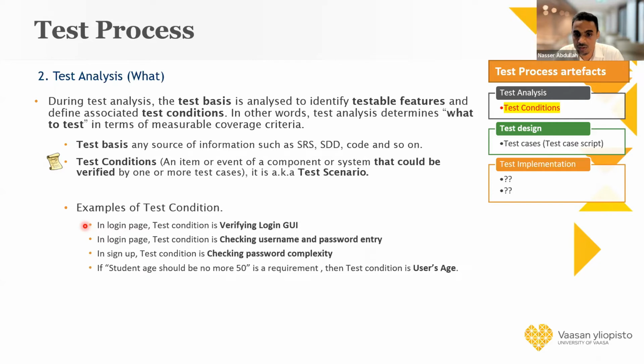Third, I want to check the password complexity. How do we check the complexity? You go back through the requirement and see what the requirement is for password complexity. Since there is a requirement, it should be verified, so this is a test condition. Later we can use this test condition to define another thing, which is the test cases in the next phase.